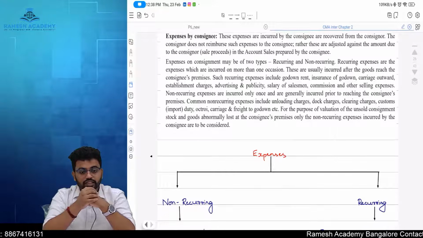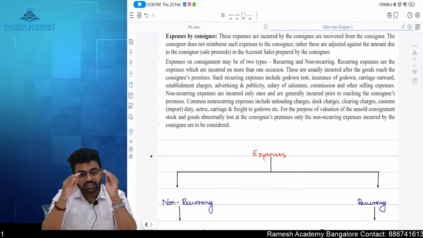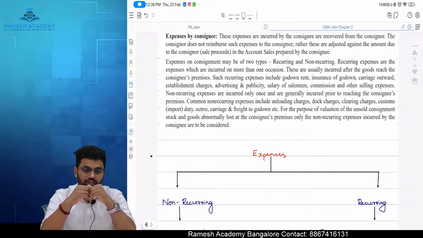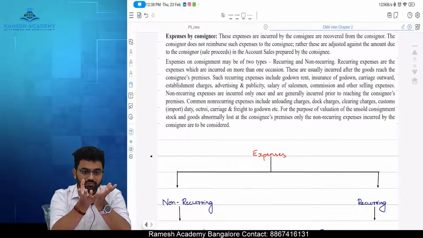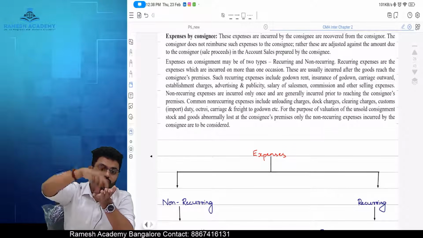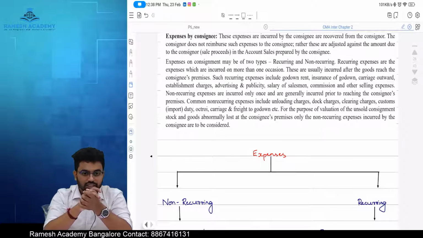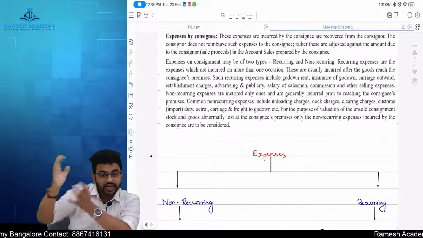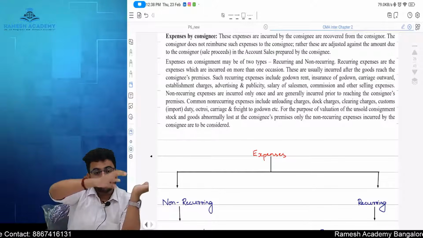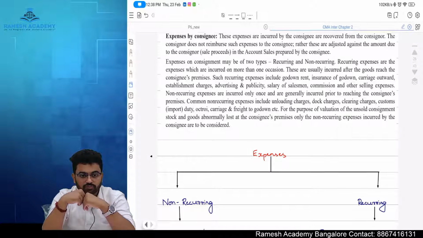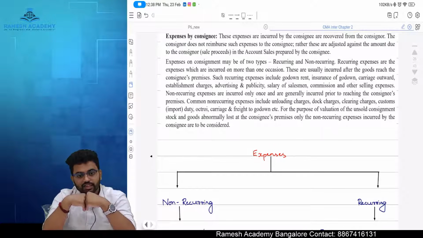What do you mean by non-recurring expense? An expense which is made only once for such goods. For example, I am sending one consignment of 100 units. For such 100 units, only one time we are going to incur certain expenditures, for example transportation, insurance, freight, coolie, loading charges, unloading charges. All those things are done only once for the goods. So that is non-recurring in nature.